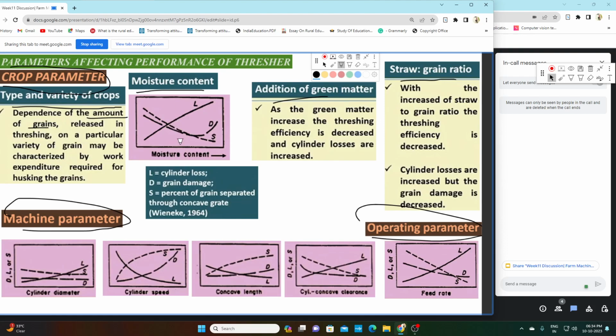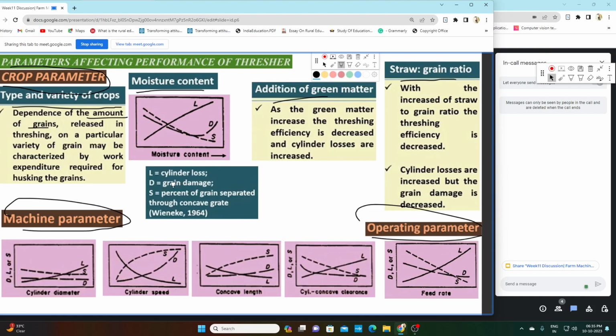Now moisture content of the crop. Researchers have found out that whenever we are increasing the moisture content of the crop, the cylinder loss increases. You can see in the curve, whenever we are going from left to right, that means whenever we are increasing the moisture content, there will be an increase in cylinder loss, and this relationship is almost linear.